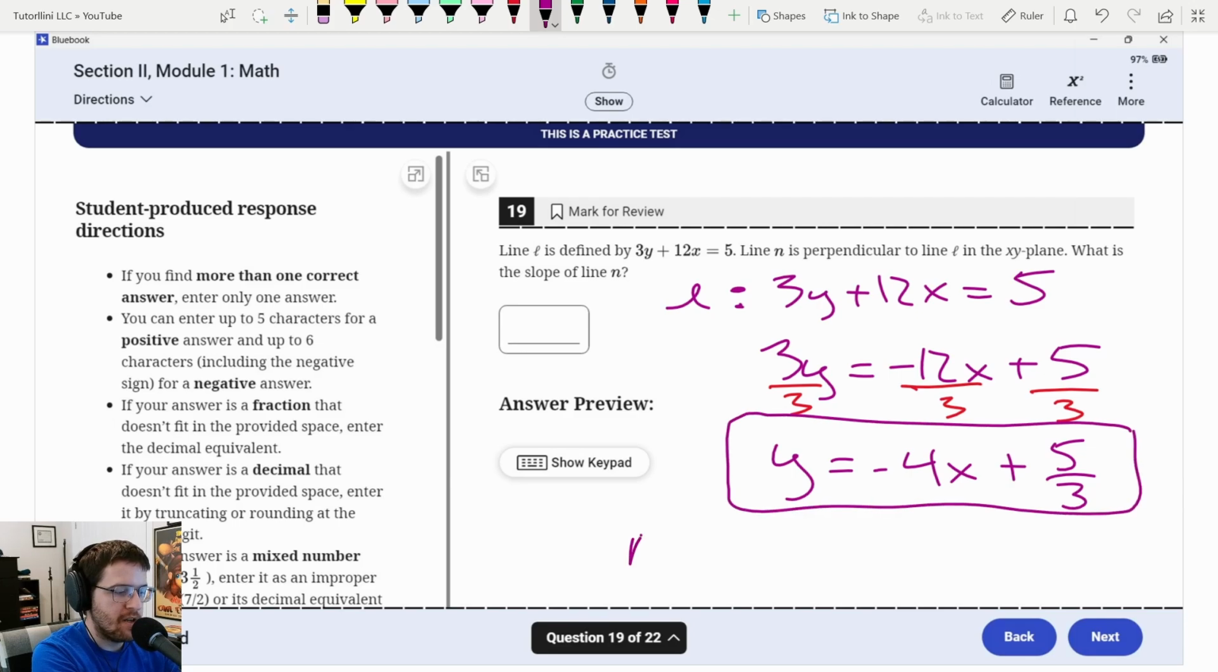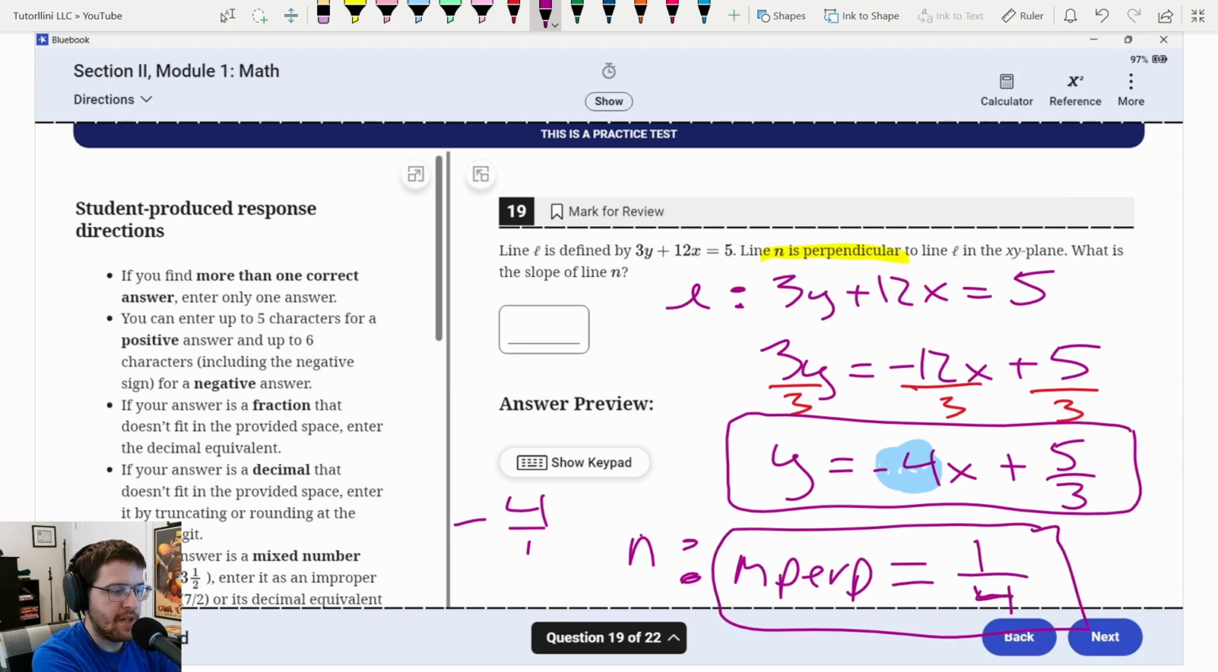And now regarding line N, it says they are perpendicular. So perpendicular lines have slopes that are opposite reciprocals. The slope of this line is negative 4. So if you want, you could write that as negative 4 over 1. And then the opposite reciprocal, the perpendicular slope, we flip it and we change the sign. So instead of 4 over 1, it's 1/4. And instead of negative, it's positive. So positive 1/4. And that is the answer.